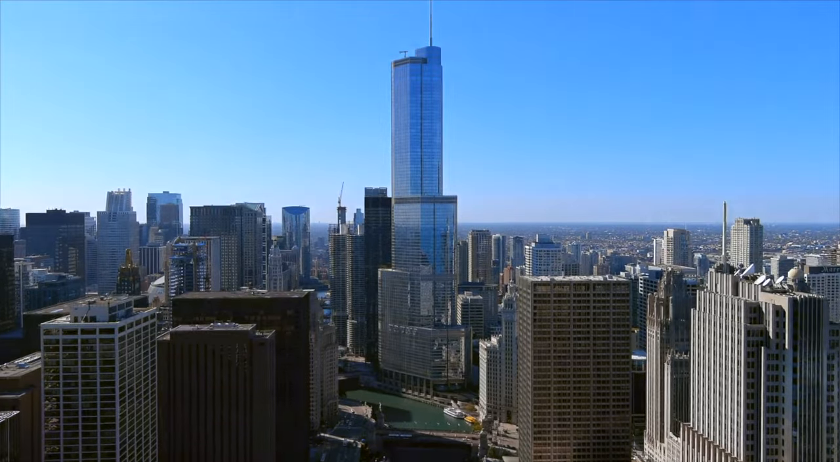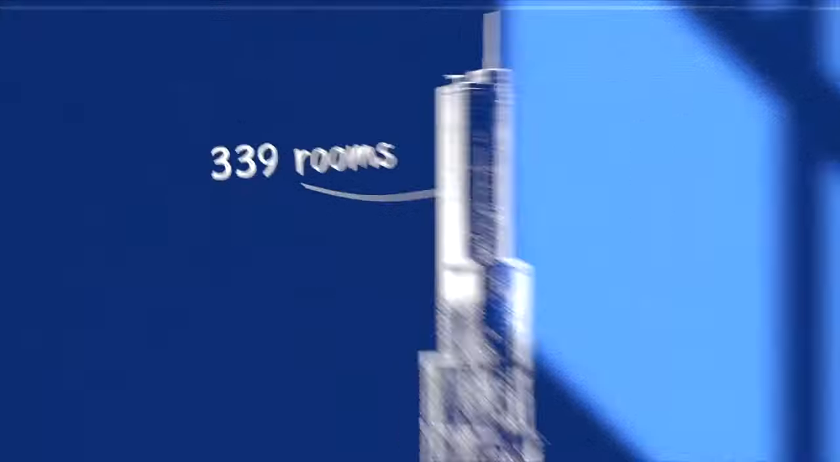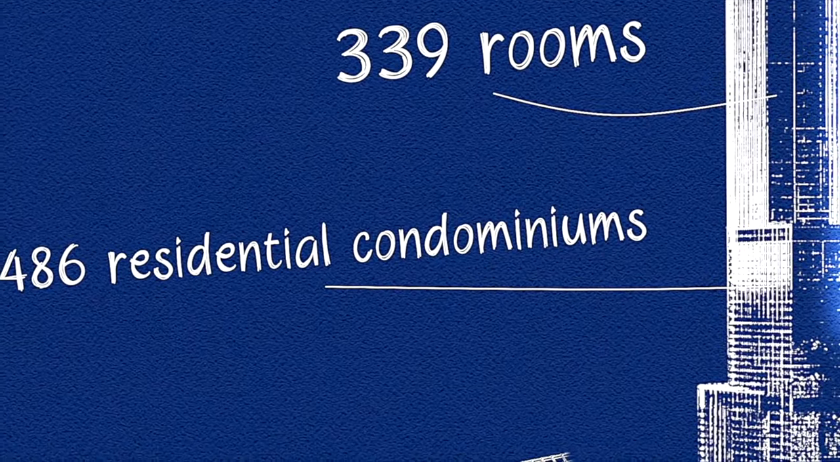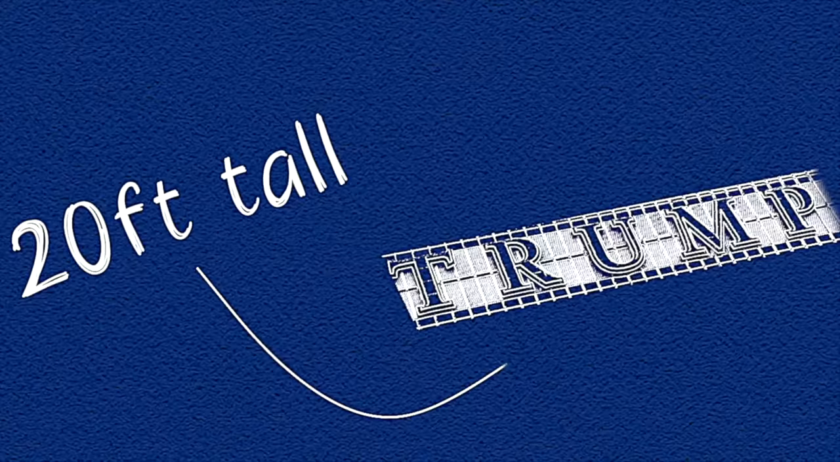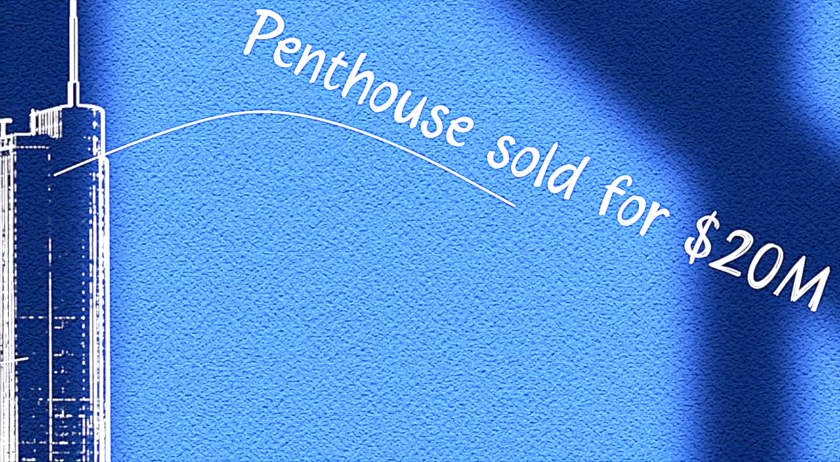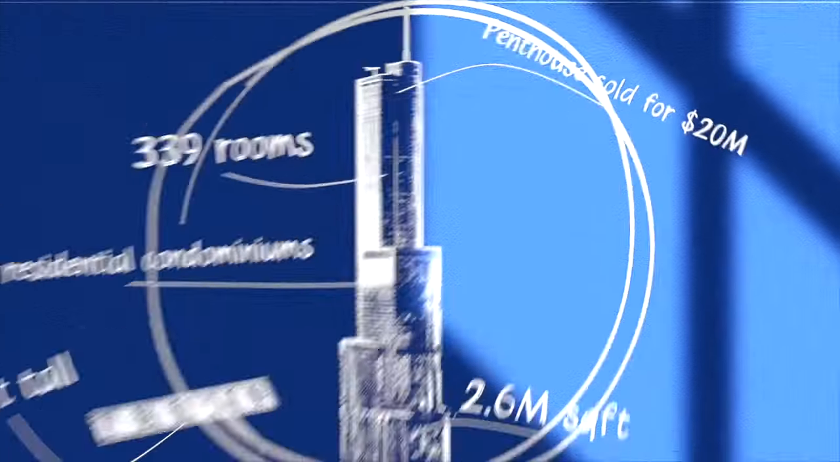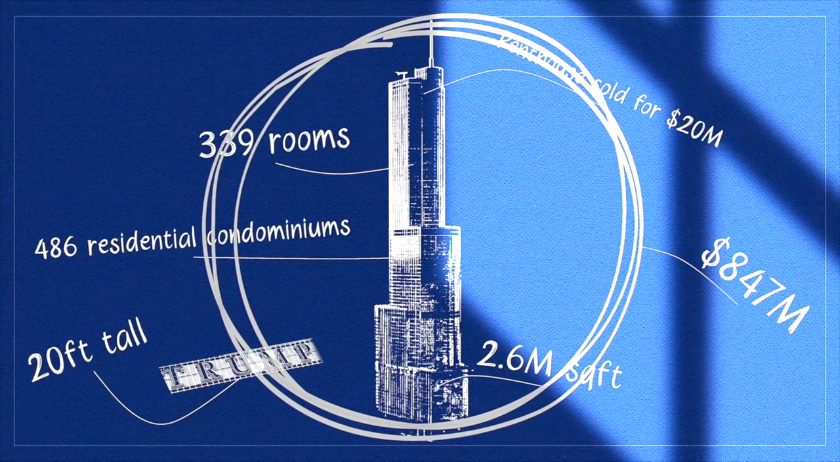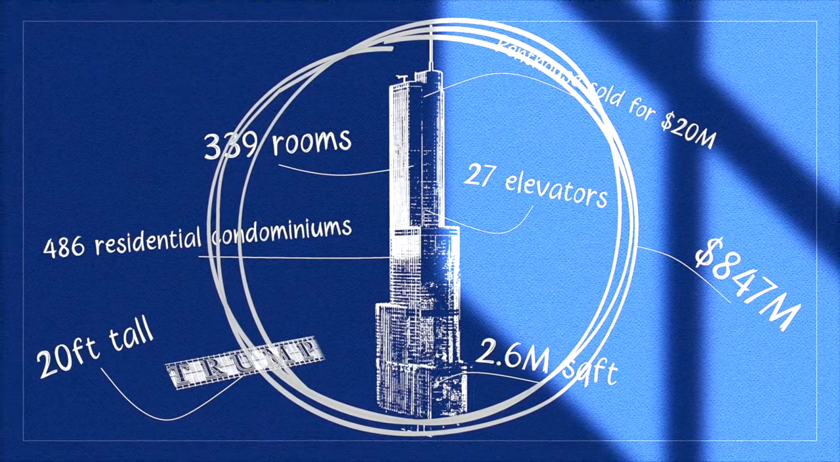Today, the hotel has 339 rooms, 2.6 million square feet, houses 486 luxury residential condominiums. The Trump sign on the front of the building is 20 feet tall. The penthouse sold for $20 million in 2022, and the cost to build it was $847 million. It has 27 different elevators.